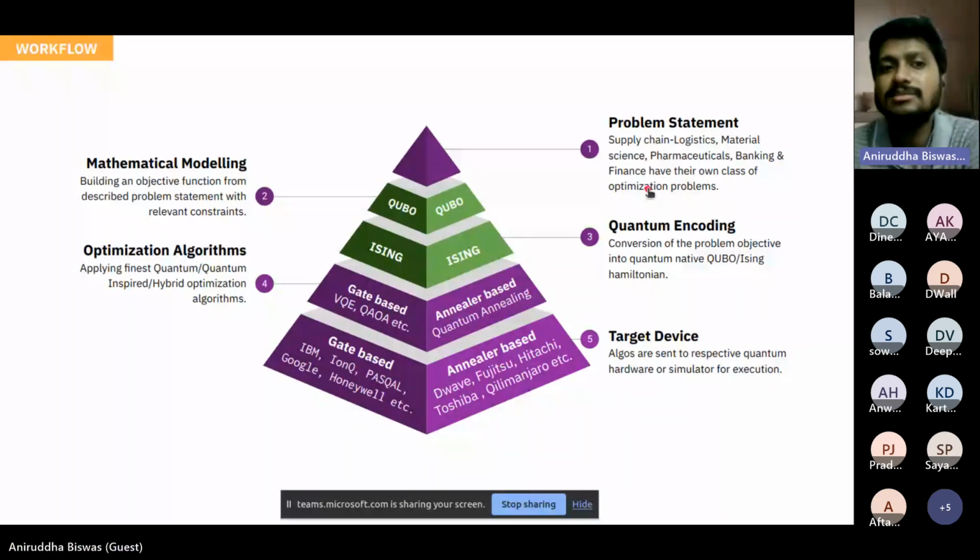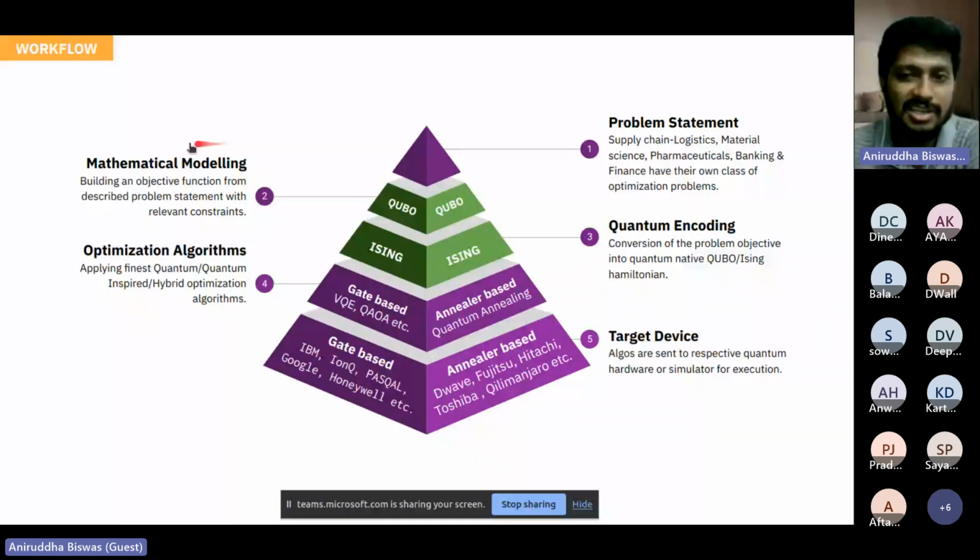And the second thing is, once you have the basic problem statement, you have to formulate a mathematical version of the problem statement. Okay, so that's a very crucial part of it. Because whenever you have some optimization problem, you know what the problem is, but a system doesn't know what the problem is, right? So you have to mathematically model the problem in such a way that the system can understand it.